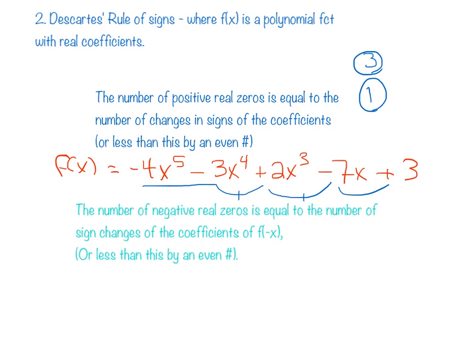The number of negative real zeros is equal to the number of sign changes of the coefficients of f of negative x. So instead of where we see f of x, we're going to plug in a negative x in its place.